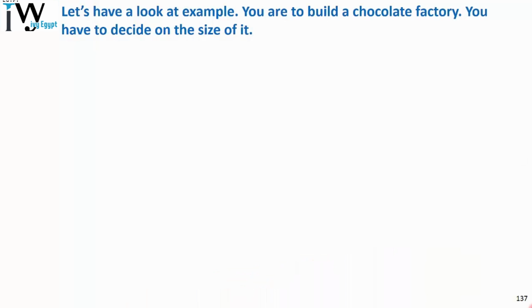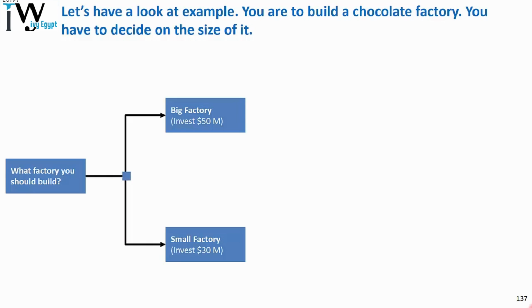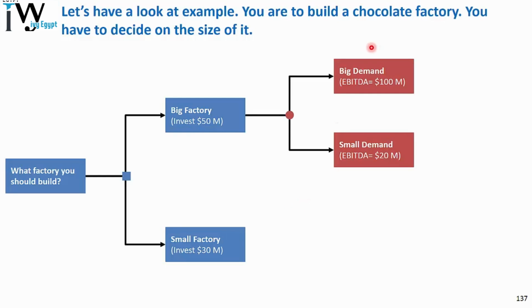So imagine that you are to build a chocolate factory and you have to decide on the size of this factory. So you have basically two options. You can either create a big factory that will cost 50 million or a smaller version that will cost 30 million. But the uncertainty is around the size of the demand. So it can be a big demand or a small demand.